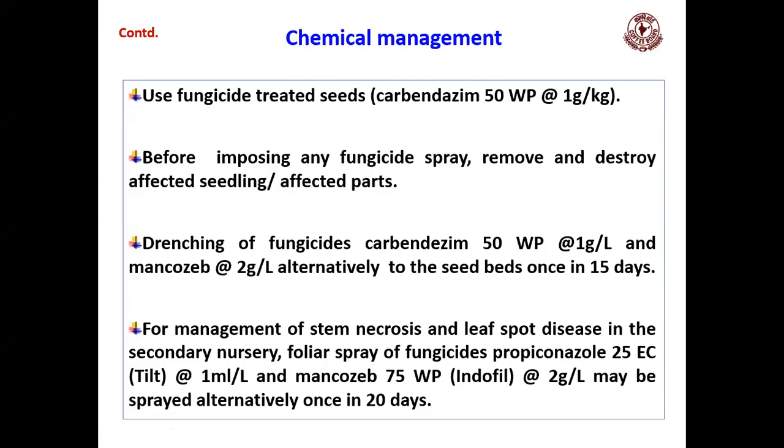Here you should take care that the fungicide covers both the upper surface and the lower surface of the leaves. And you should also take care that continuous use of propiconazole must be avoided, because continuous use of propiconazole may cause crinkling and cupping of the leaves in the nursery. So we recommend alternative spraying of propiconazole, a systemic fungicide, and mancozeb, a contact fungicide, once in 20 days.